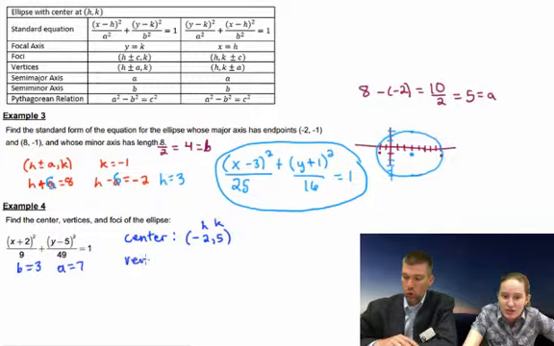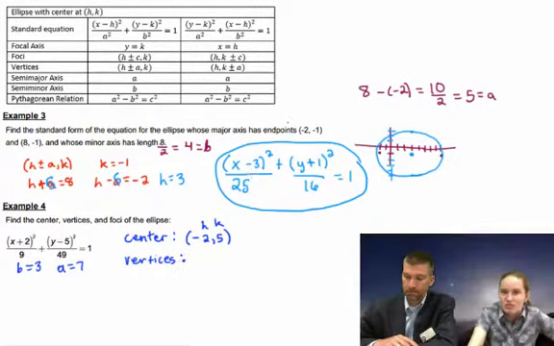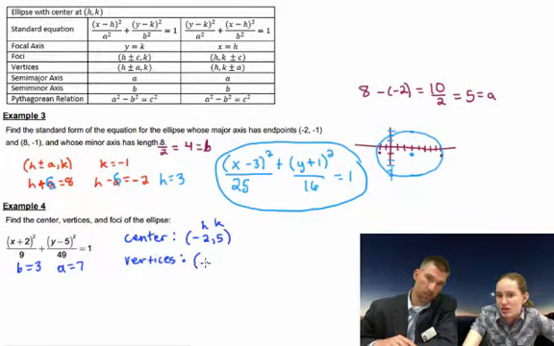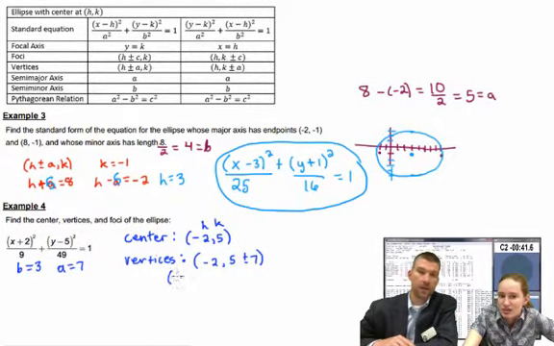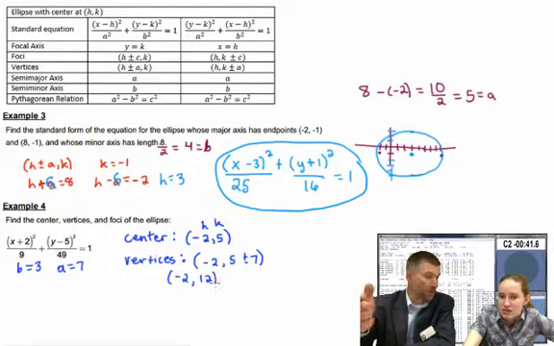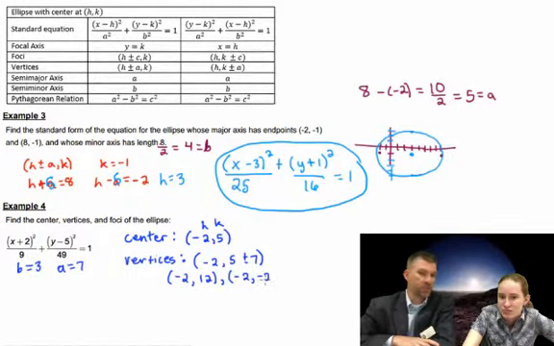And so our vertices, we take our center point and we're adding a to the k value and subtracting it. So -2, 5 plus or minus 7, but don't leave it like that because we can simplify. Now, if that said plus or minus the square root of 7, that'd be different. But we can all do 5 plus 7.